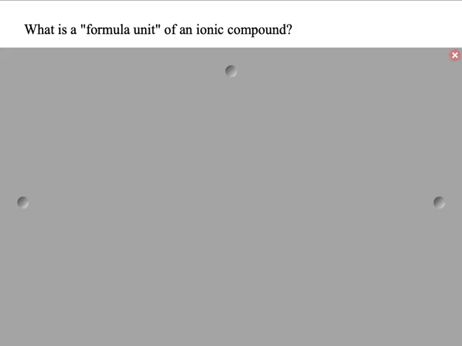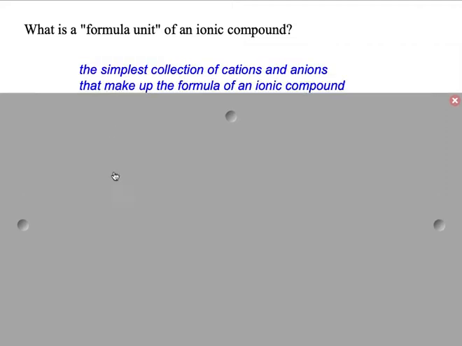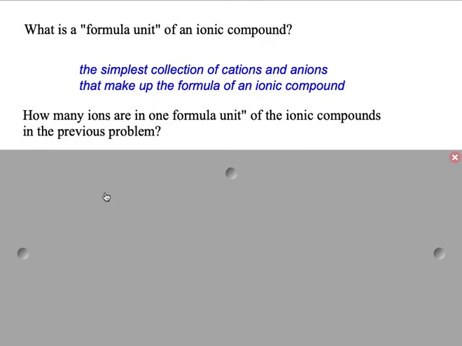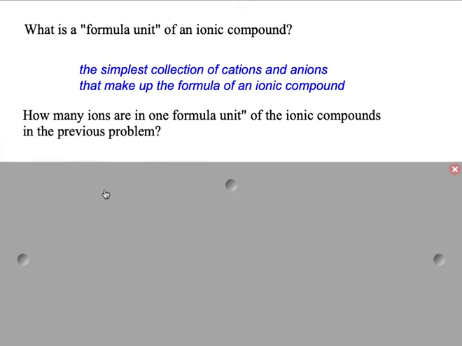Now, that leads to the concept of the formula unit. What is a formula unit of an ionic compound? The definition of a formula unit is the simplest collection of cations and anions that make up the formula of an ionic compound. So, what I expect you to be able to answer is how many ions are present in one formula unit of the ionic compounds in the previous problem.